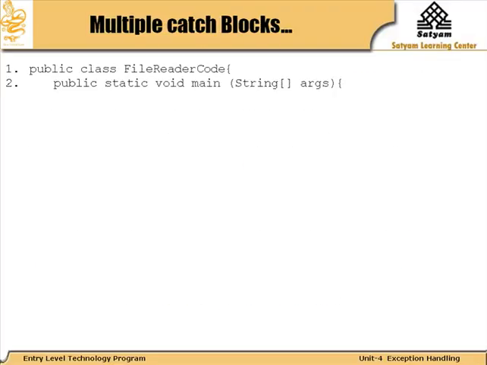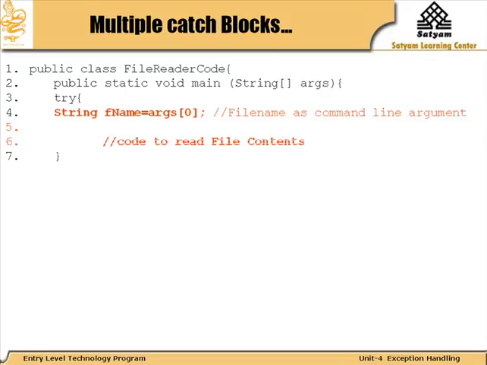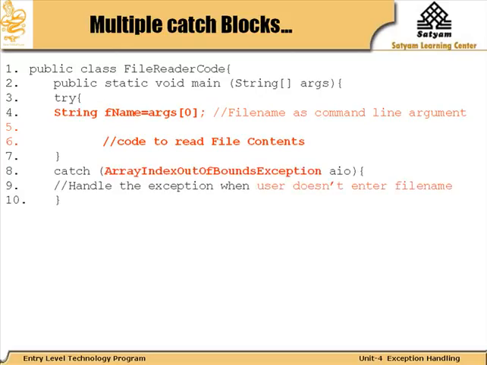Here is an example which demonstrates how to use multiple catch blocks. In this example, I am using a command line argument to capture the name of the file, as you see here at line 4. The statement at line 4, args[0], could result in an array index out of bounds exception if the user does not pass the command line argument or file name. And therefore, I included a catch block to handle the array index out of bounds exception.